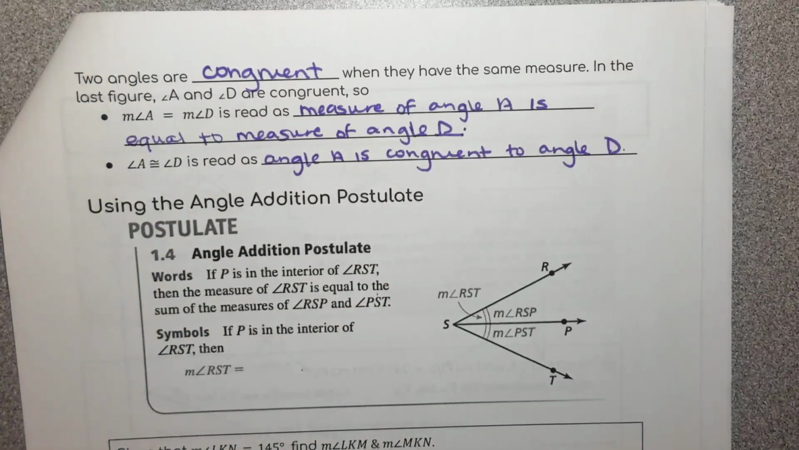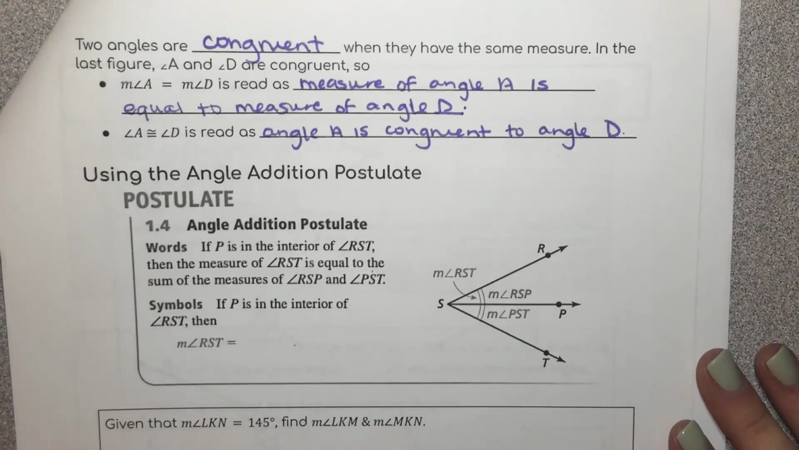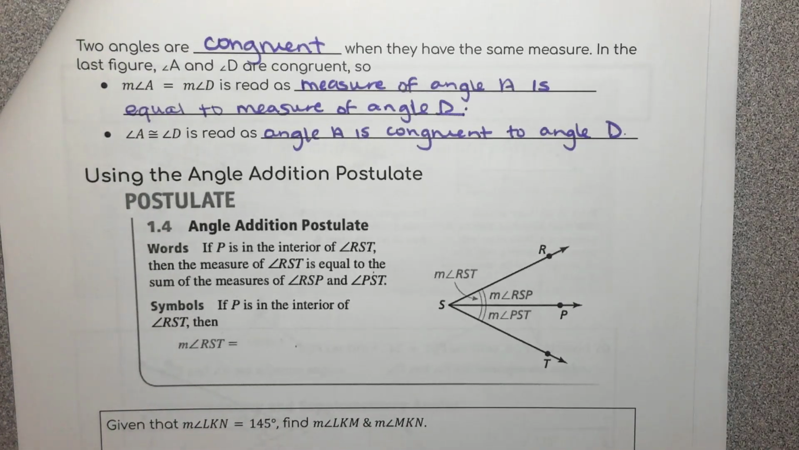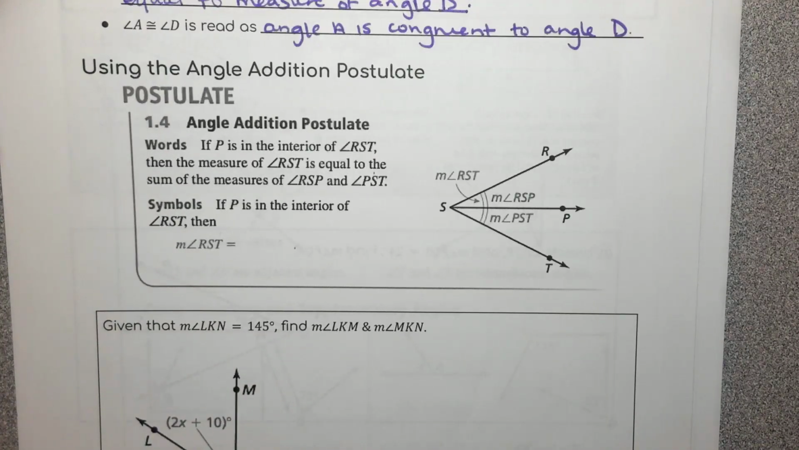Alright, angle A is congruent to angle D. I think we might actually finish these. Alright, using angle addition postulate. Very similar to the segment addition postulate.